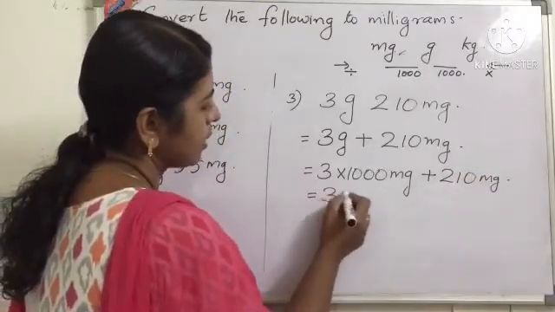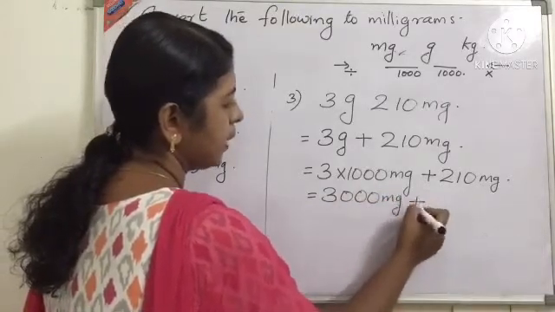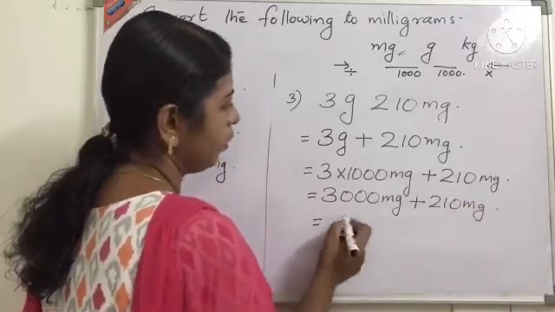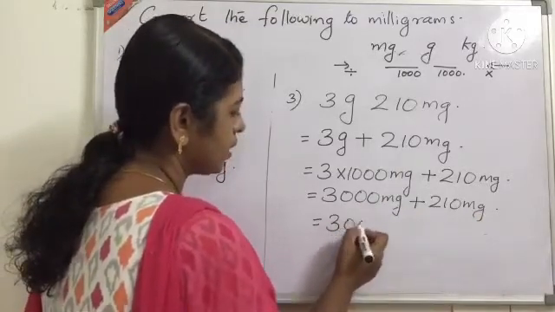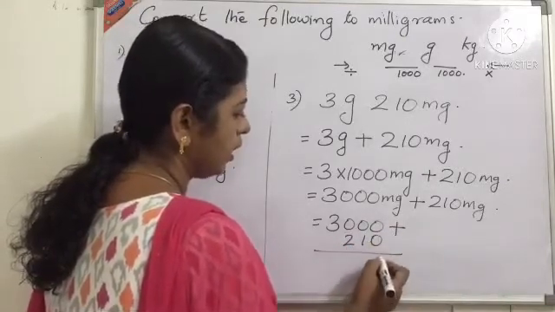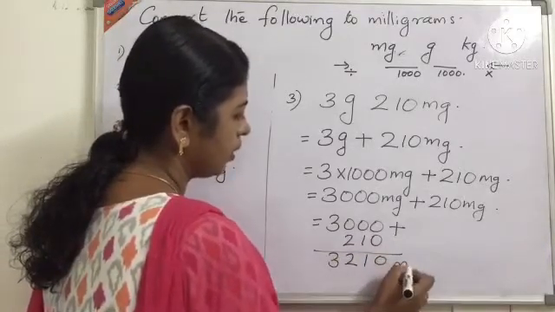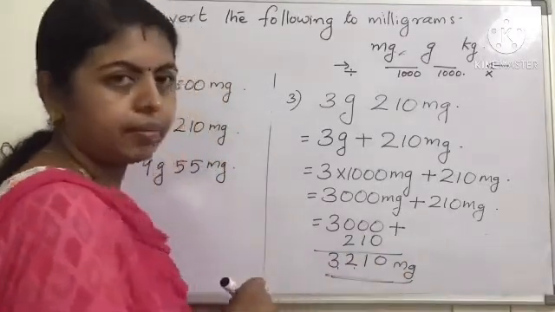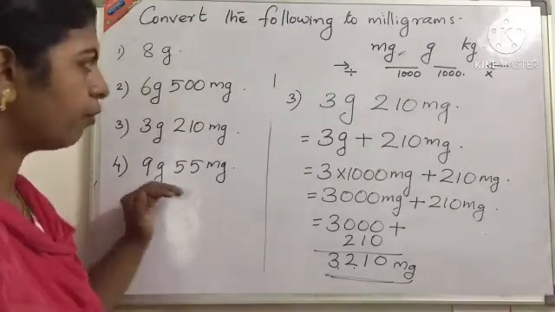3 into 1000 is 3000 milligram plus 210 milligram. Now both are in milligram, so we can add, isn't it? So it's 3000 plus 210. It's equal to 0, 0 plus 1, 1, 2, 3, that is 3210 milligram. Is it clear? Now we can go to the fourth question.